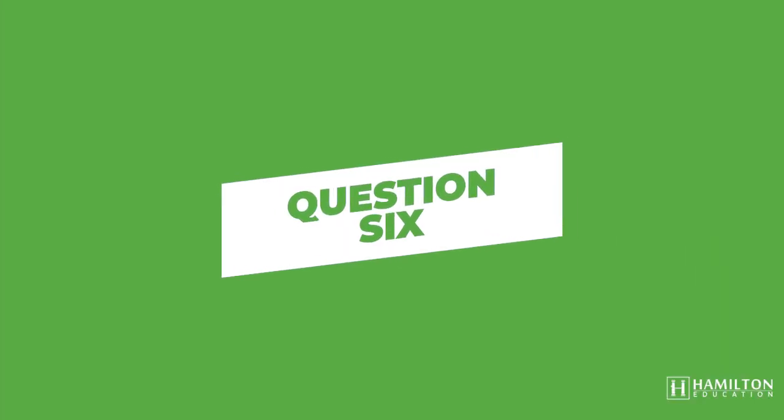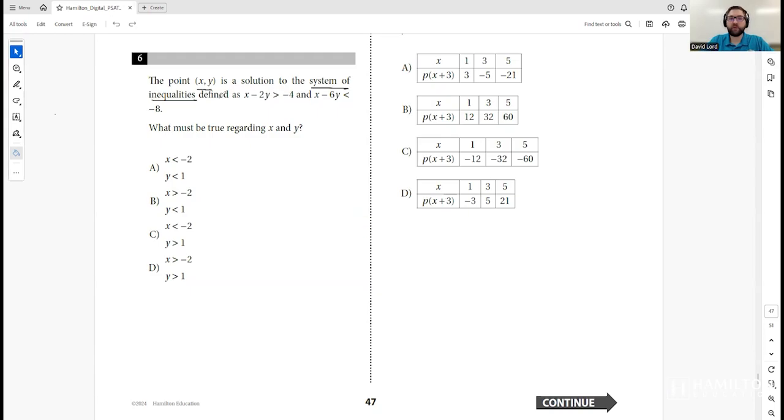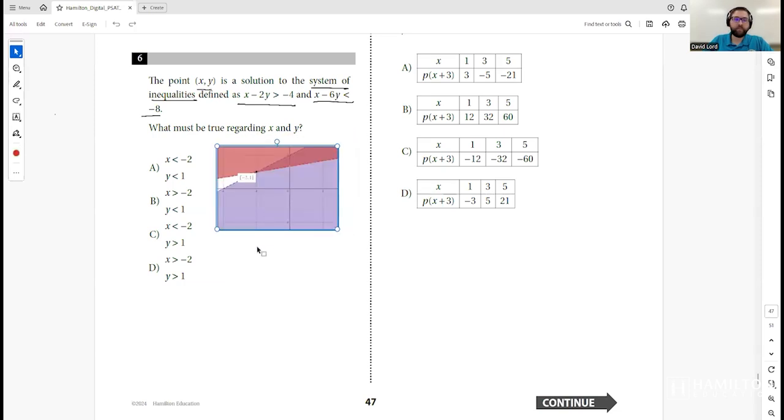Question number 6. The point x, y is a solution to the system of inequalities defined as x minus 2y greater than negative 4 and x minus 6y less than 8. What must be true regarding x and y? So I'm going to use Desmos to help me figure this out. I can see the graph is right here. What we want to look at is the places that are overlapping, and I can see that's occurring in this region. Because I want numbers right of the point of intersection, I want x to be greater than negative 2. And because I want points above 1, since we're shading upwards, we want y to be greater than 1. So we cross off A.